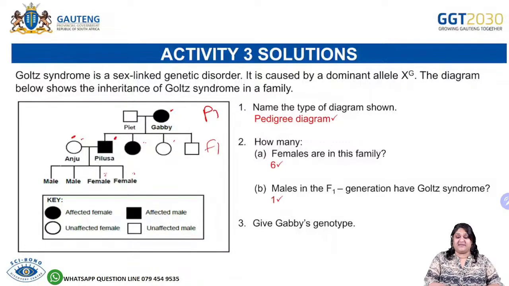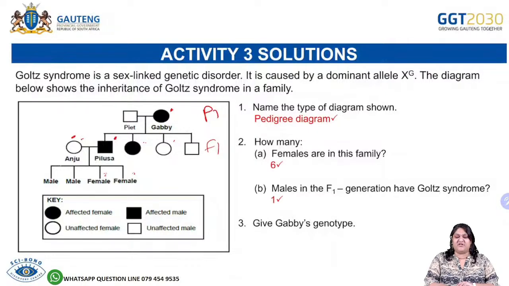Then they want us to give Gabby's genotype. Now this one is where we get a little bit tricky. So let's first have a look. What is Gabby's phenotype? Now we look at the key. It's a circle and it is shaded. If we look at the key at the bottom, it is affected female. So this female has Galt syndrome.